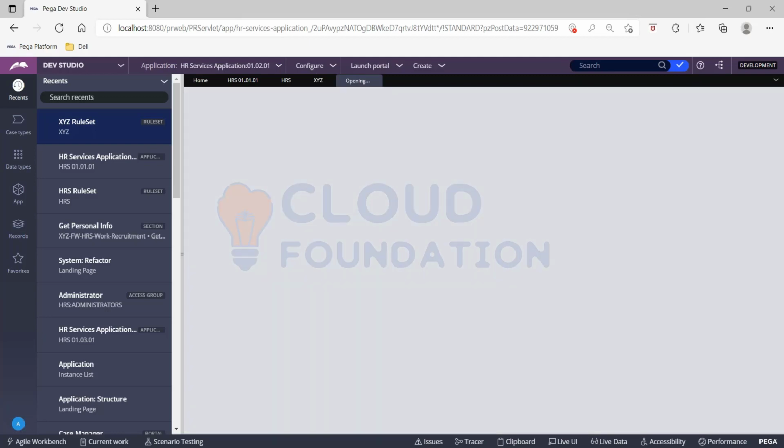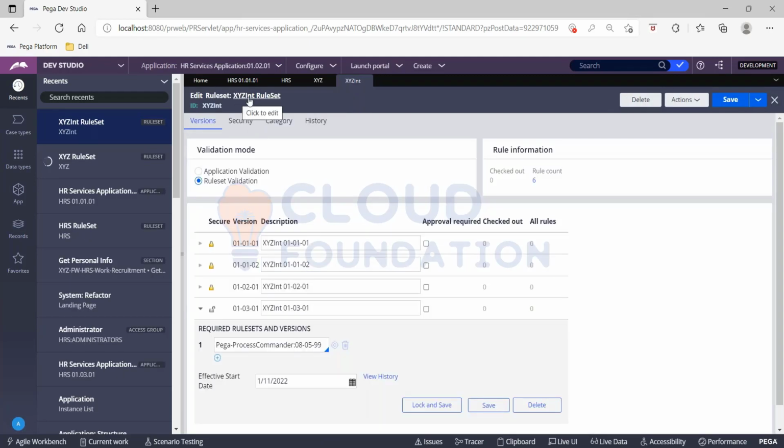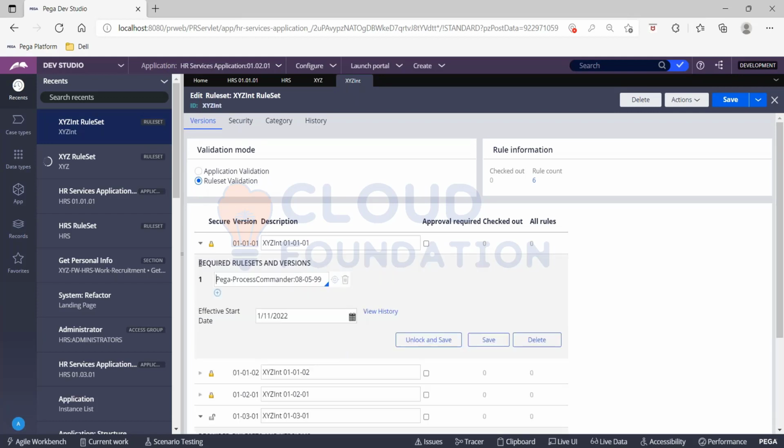Okay, now if I open this, XYZ int is also on the RV mode. And once I open this, you see it says Pega PRPC, some version is there, and this is going to be your prerequisite rule set. Okay, so for RV modes, you always have a prerequisite rule set. And once you start looking at this RV mode, you have this term called prerequisite rule set coming into the picture.